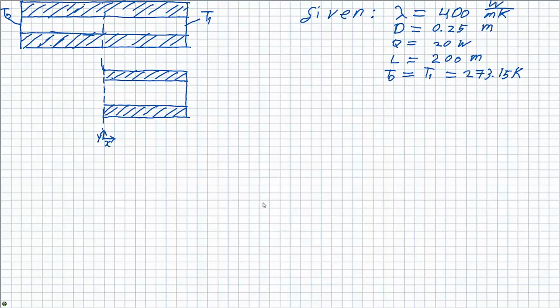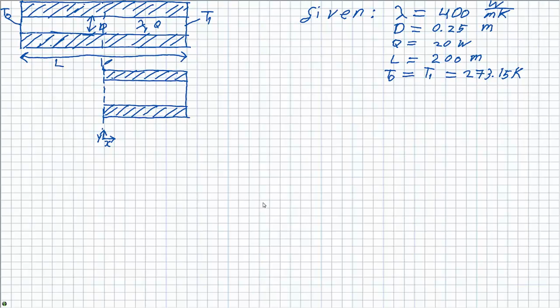Now, to also place them within the figure, the temperatures are easy. They are just at the edges of the wire. The diameter is shown in the figure. The lambda and the Q are both properties of the wire itself, and the length of the wire is shown like this.